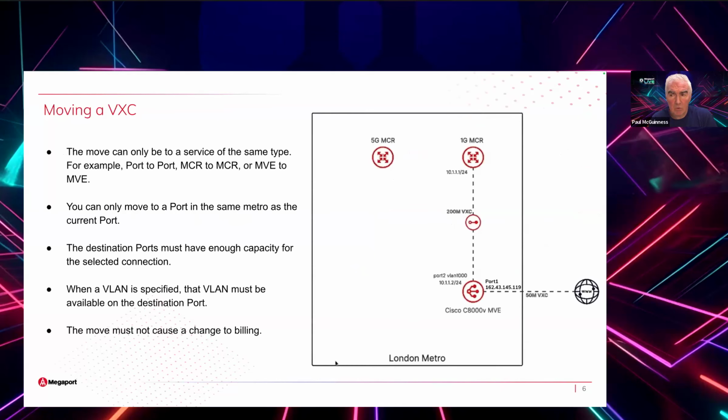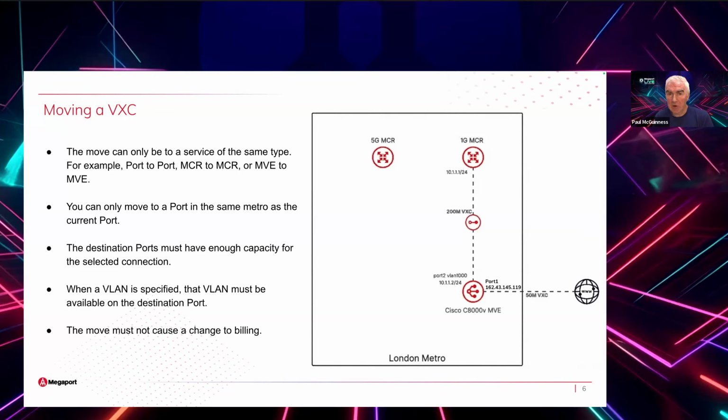Okay, so what we're going to do for a demo today is we're going to move a virtual cross connect. So this is a really useful feature if you need to move services around a metro for some reason. Maybe you want to upgrade the size of your MCR, like in this example, or maybe you just want to move from one data center to another data center as your services migrate around a metro for some reason.